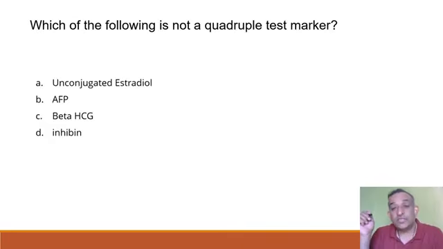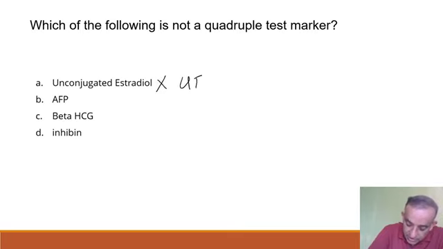Now, which of the following is not a quadruple test marker? That is, we do the quadruple test around 16th week onwards in pregnancy for predicting chromosomal defects and genetic defects. We do this chromosomal assessment and genetic assessment. These are not diagnostic, but these are good screening tests. So the quadruple test has 4 variables. One of them is unconjugated estriol, E3, and here they've written estradiol. So this is wrong. It is unconjugated estriol.